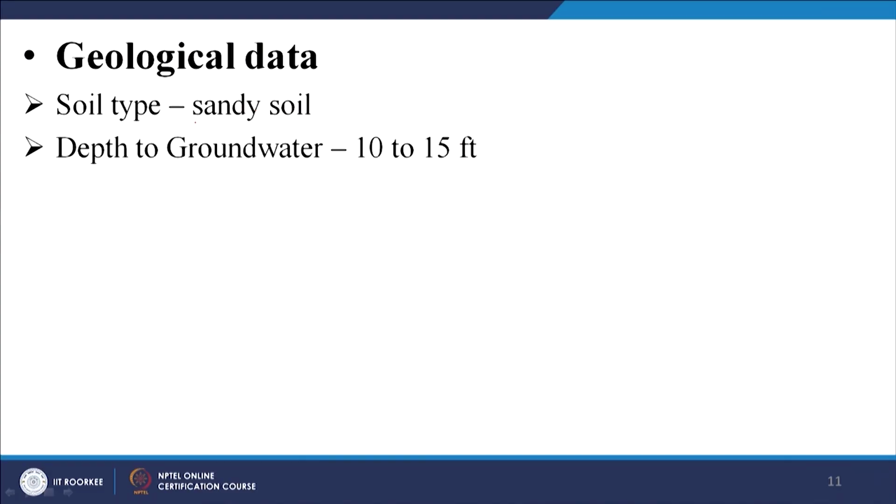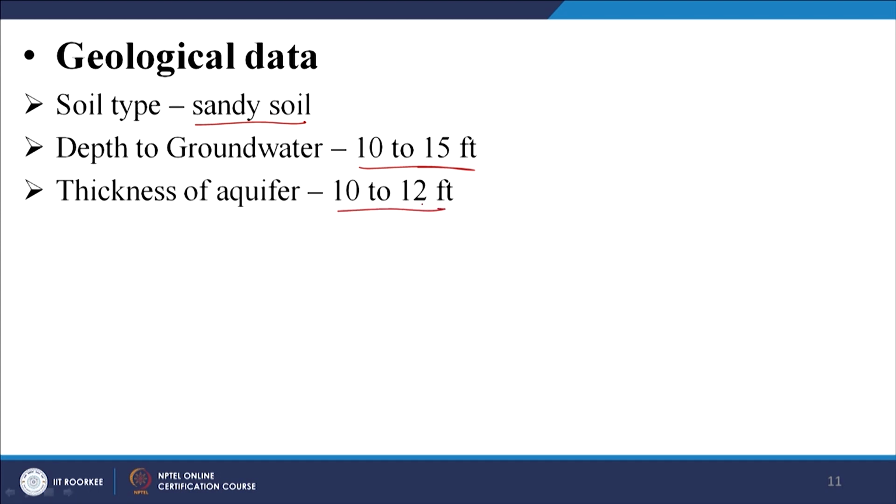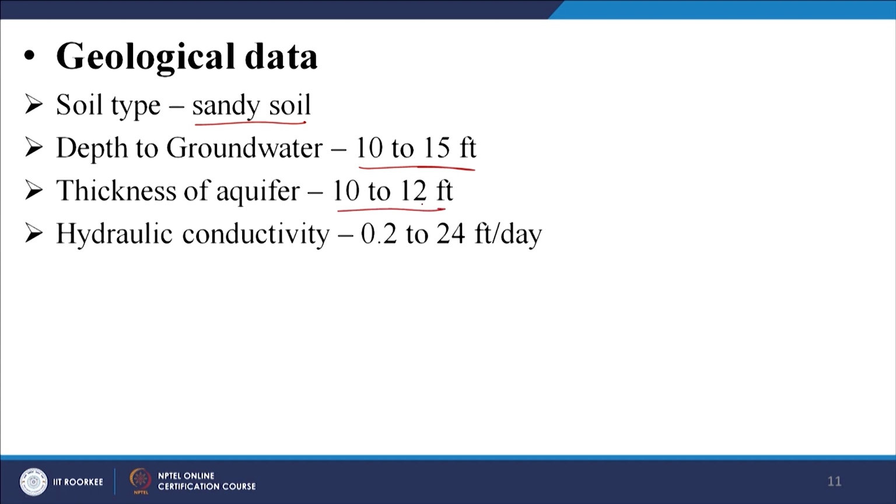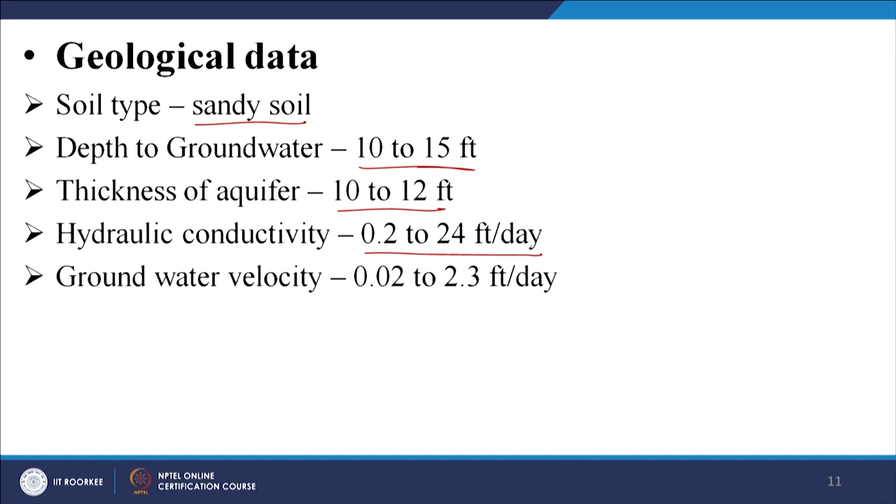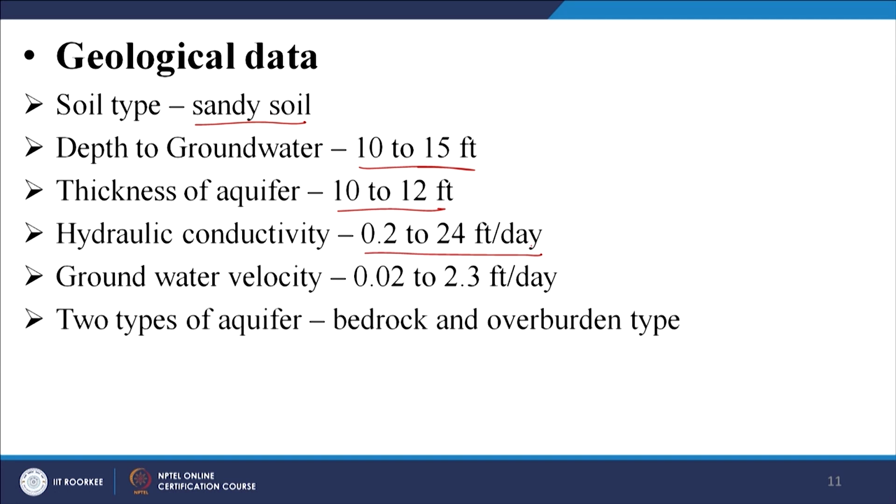Soil type is sandy soil, okay, so hydraulic conductivity is relatively high, and depth to groundwater is 10 to 15. That means typically a shallow aquifer, with aquifer thickness of 10 to 12 feet, and conductivity varies considerably, right. Groundwater velocity is 2/3, which obviously will vary, right. You know that Darcy's velocity is equal to Ki, and there are types of aquifer: unconfined and confined aquifers, right.